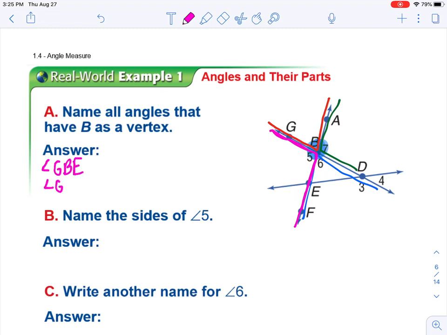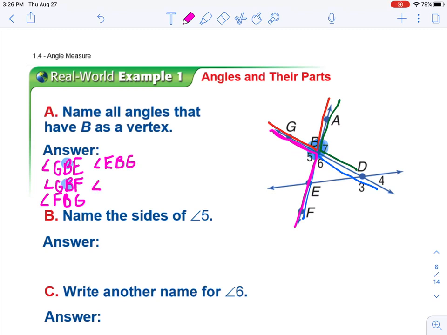Similarly, I can name it angle GBF. Notice my vertex point will always be the one in the center here. I can also label this the opposite of each of these, angle FBG, and angle FEBG.